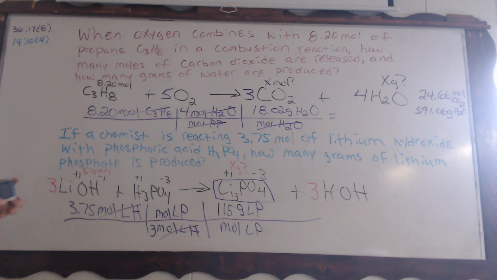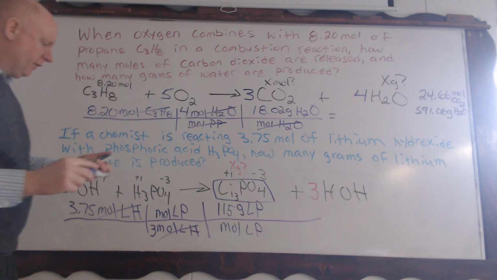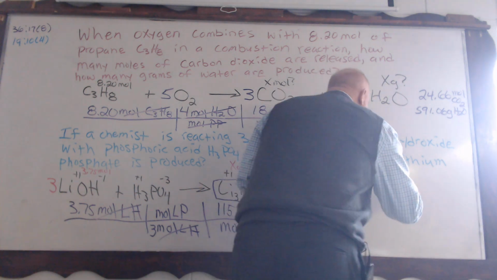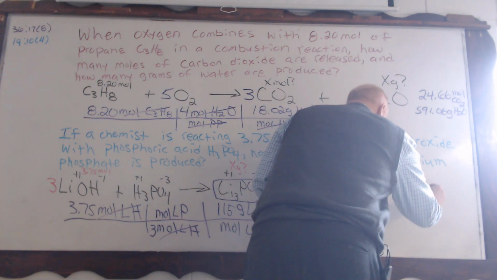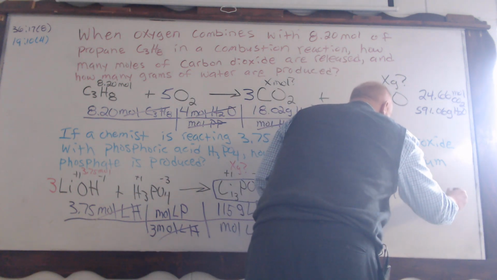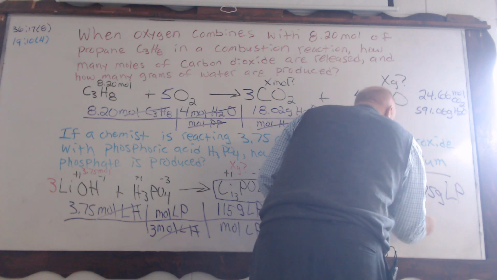Then we're going to take 3.75 times 115. Then divide that by 3 and that gives us 143.75. 143.75 grams lithium phosphate.